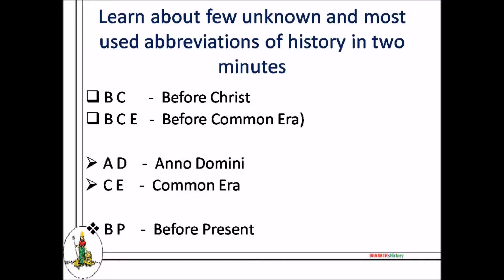Today we are going to learn a few unknown and most used abbreviations of history in 2 minutes. They are BC, before Christ; BCE, before Common Era; AD, Anno Domini; CE, Common Era; and BP, before present.